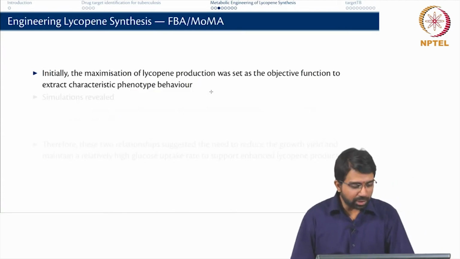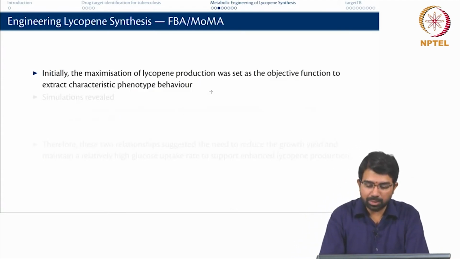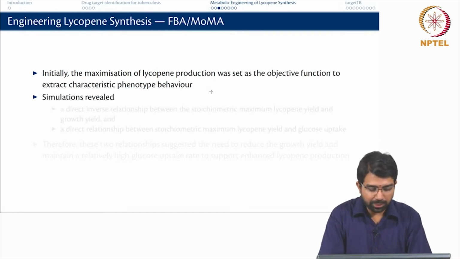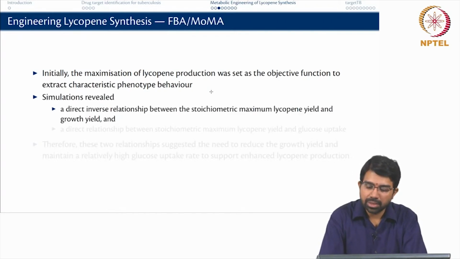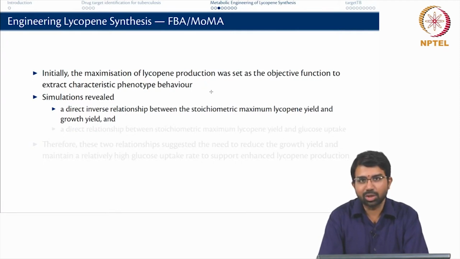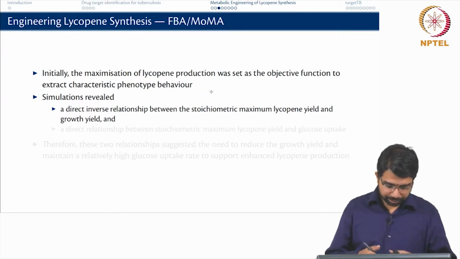Initially, they tried to maximize lycopene production as the objective function. So, they set up lycopene production as the objective function, and to figure out the phenotype they found that there is a direct inverse relationship between stoichiometric maximum lycopene yield and growth. So, this is not a growth associated metabolite. Higher the growth, lower the lycopene; lower the growth, higher the lycopene.